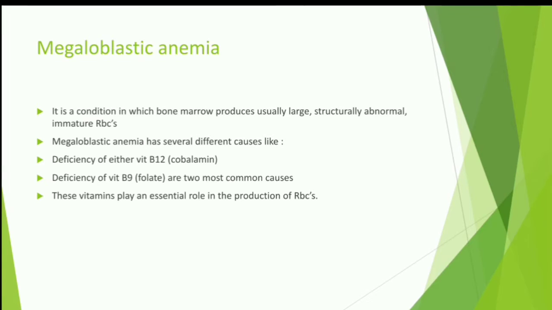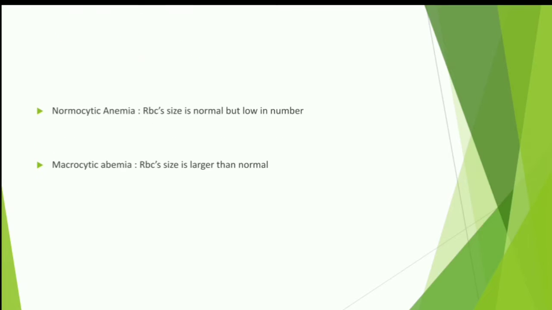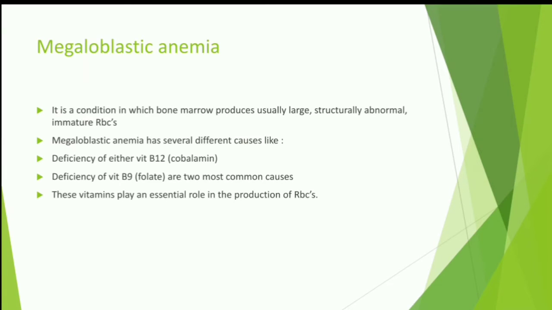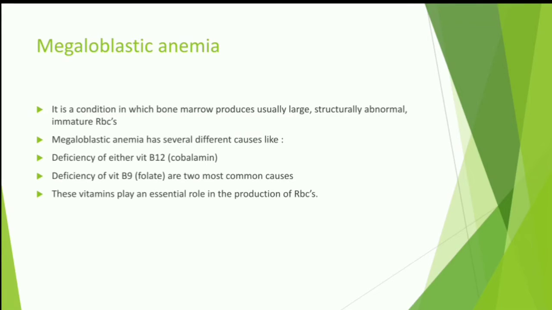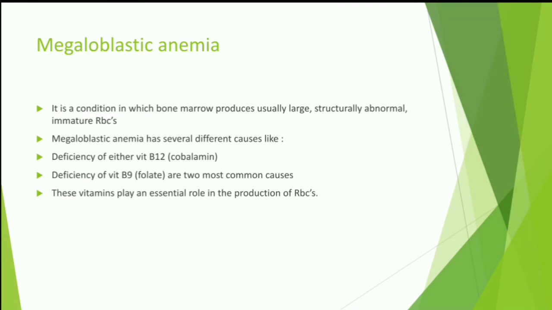Now let's start our main topic, which is megaloblastic anemia. It is a condition in which bone marrow produces unusually large, structurally abnormal, immature RBCs. Megaloblastic anemia has several different causes, like deficiency of vitamin B12, also referred to as cobalamin, and deficiency of vitamin B9, also referred to as folate. These are the two most common causes of megaloblastic anemia, as these vitamins play an essential role in the production of RBCs.